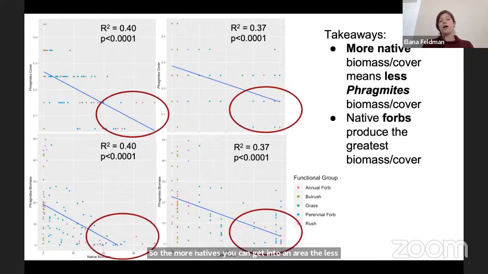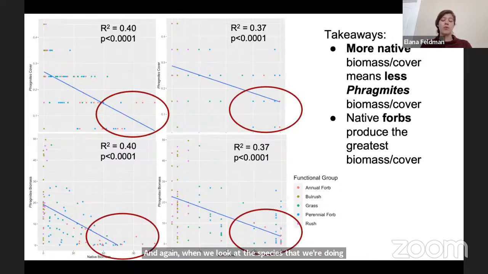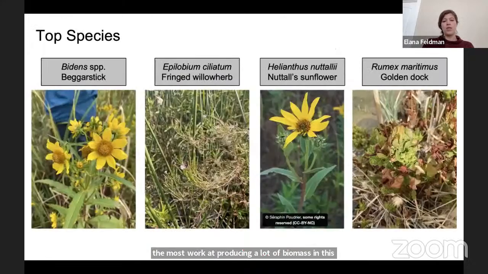And again, when we look at the species that were doing the most work at producing a lot of biomass and thus reducing Phragmites biomass, these were all native forbs. And these are the 4 species that at this point I would recommend using for restoration if it's native in your area. These were all very weedy species that produce pretty large leaves. So I am guessing that because they are just growing quickly and using up most of the light in the area, that is how they're preventing the Phragmites from growing.